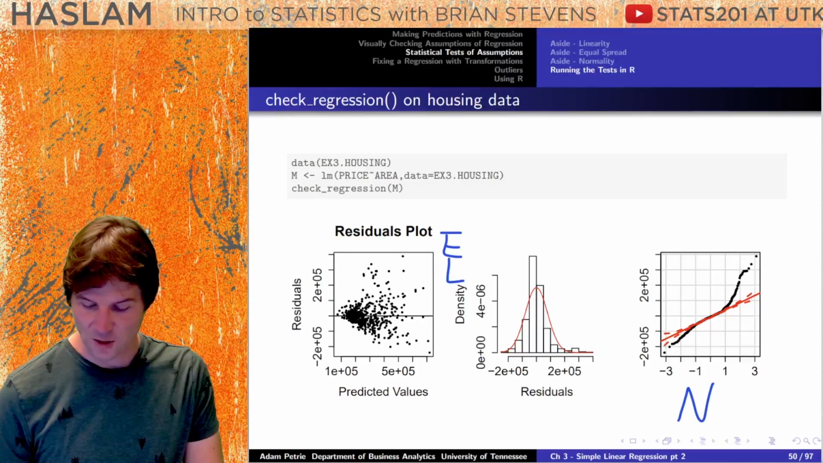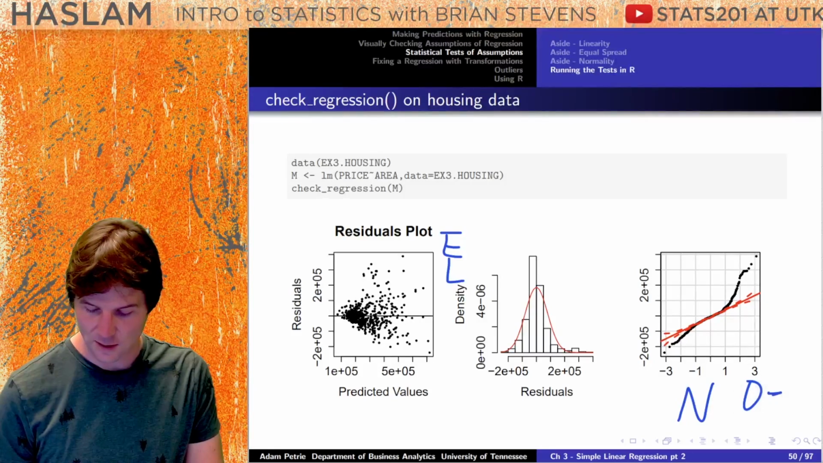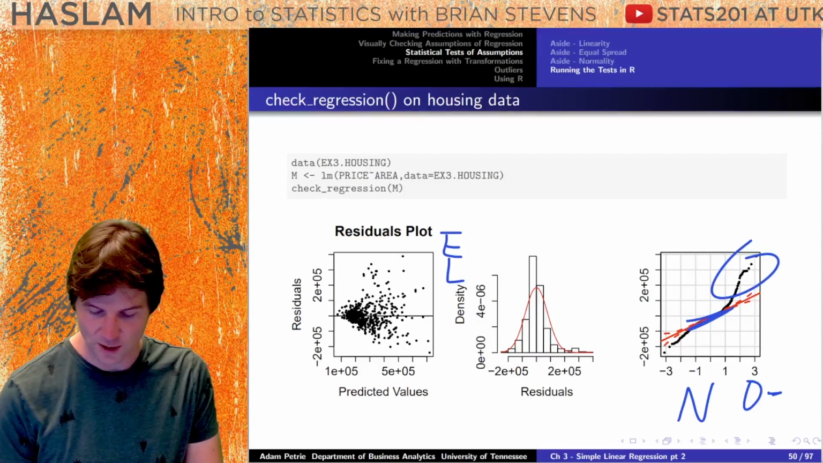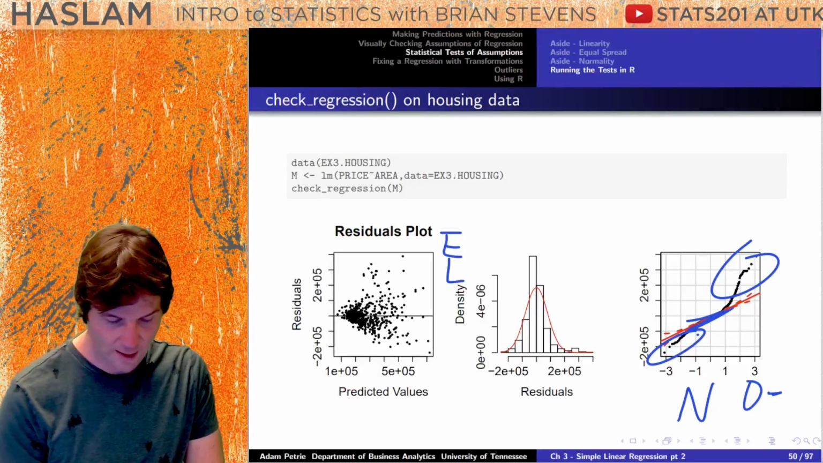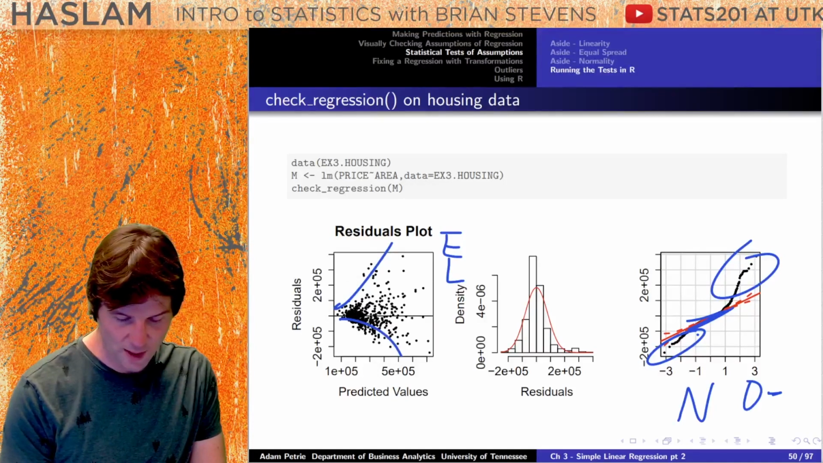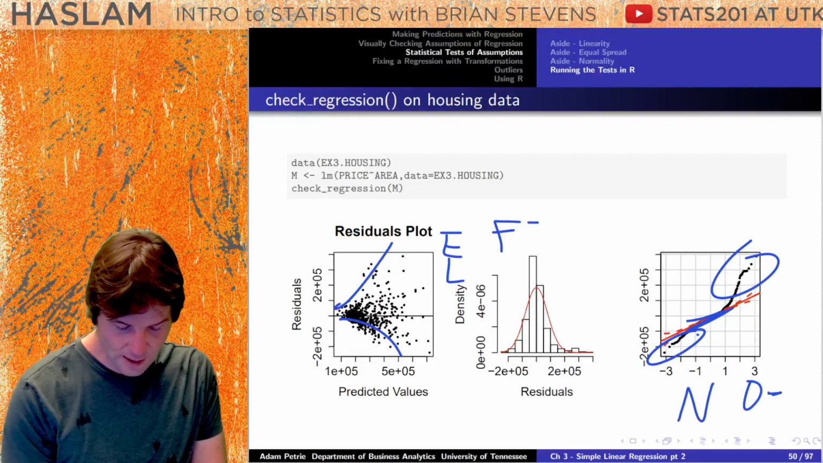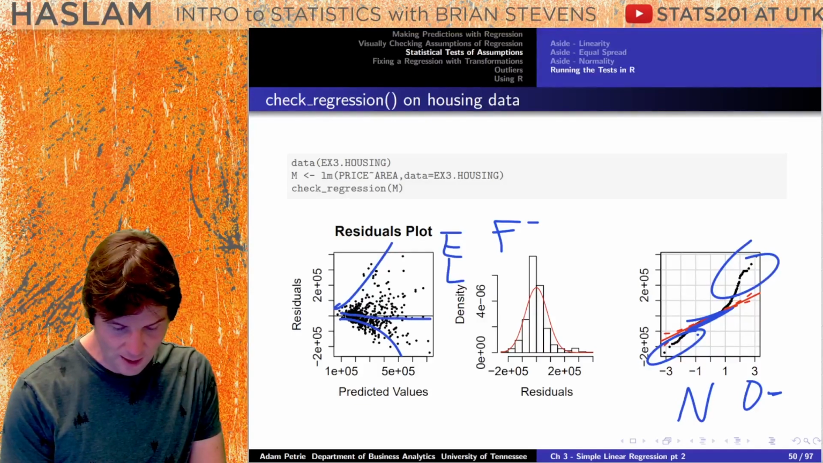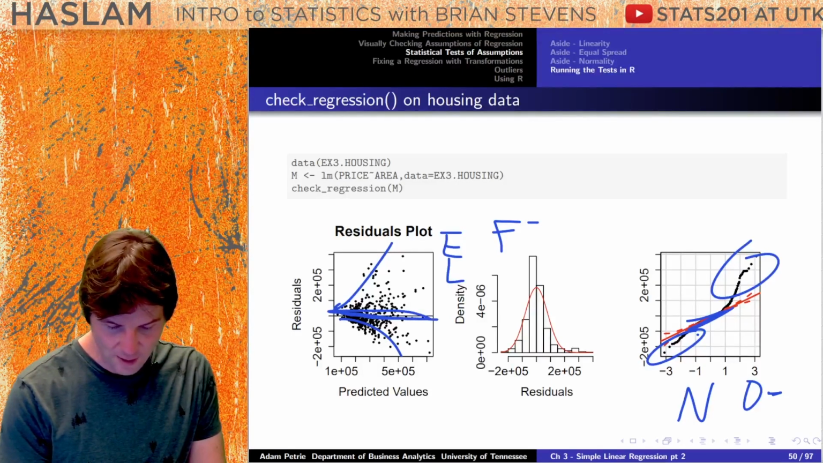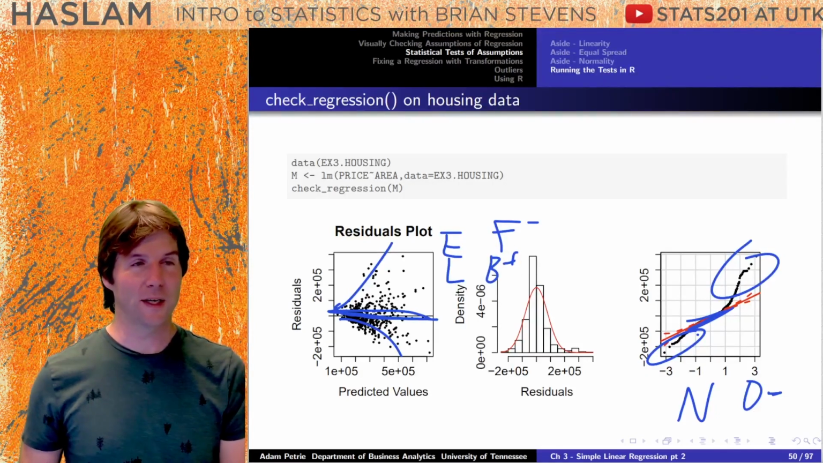So for normality of residuals, I'm giving this a D-. It tried in this region. It tried there, but everywhere else it's really bad. Sorry, equal spread, that gets an F-. Linearity, you know what? The line, which is that right there, there's the line. I'm giving that a B+. You know what? 1 out of 3.